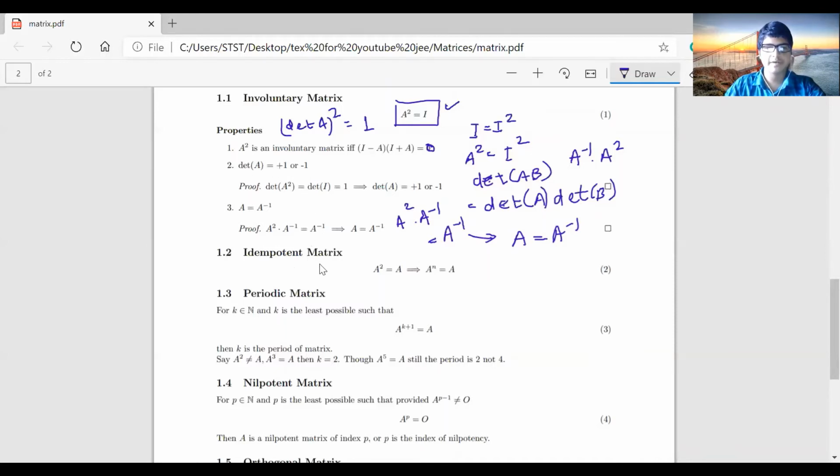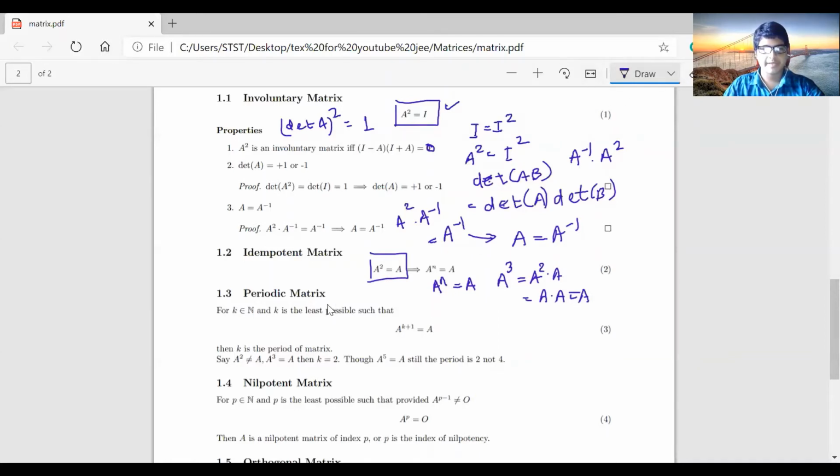Now let us go to idempotent matrix. Idempotent matrix says that A square is equal to A always, which means that if you take any power, A power n, you are going to obtain A itself, because you can prove it by induction. Let me solve for A cube. A cube would be A square into A, that is equal to A into A, that is equal to A. Fine, any power of A you take, you are going to get A only.